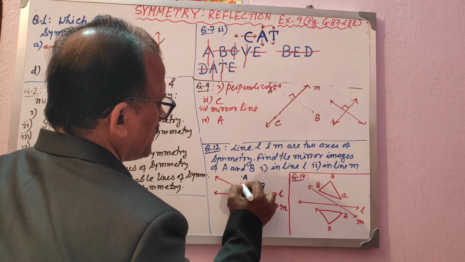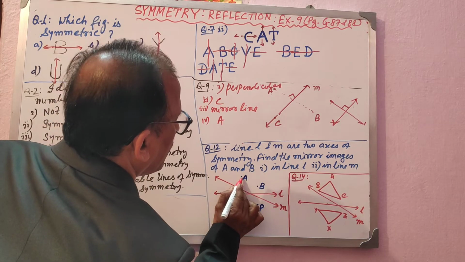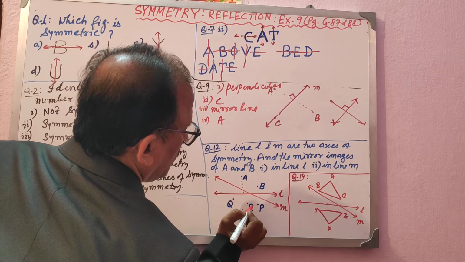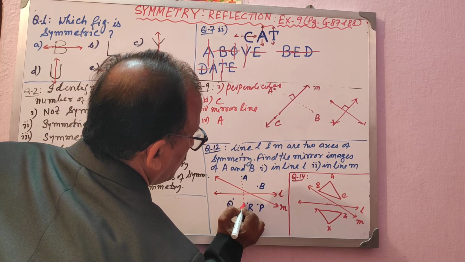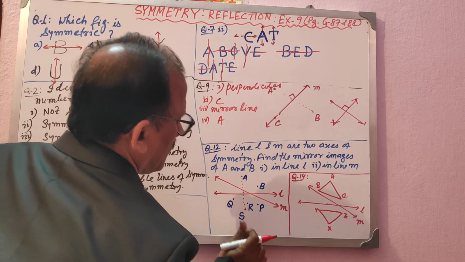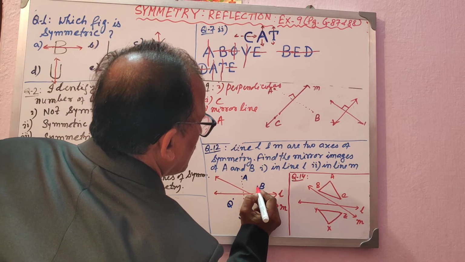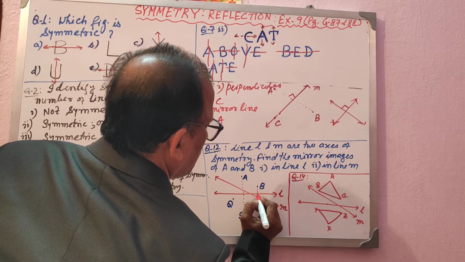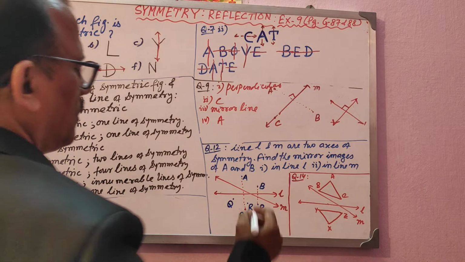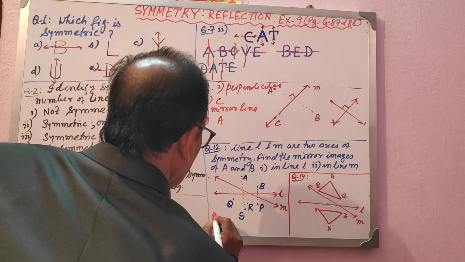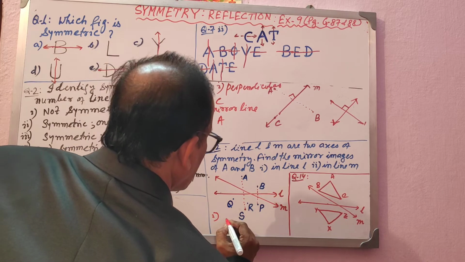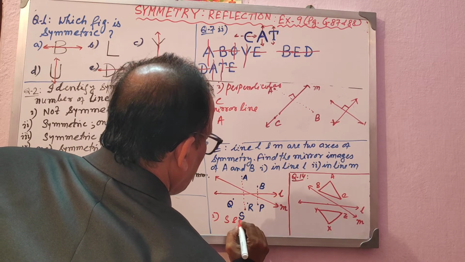A has gone from line L, so it will be exactly coming to the same perpendicular line. So S will be the point, isn't it? And B, see here, that much distance only, S and B. So in case of line L, the images of A and B will be S and B respectively.